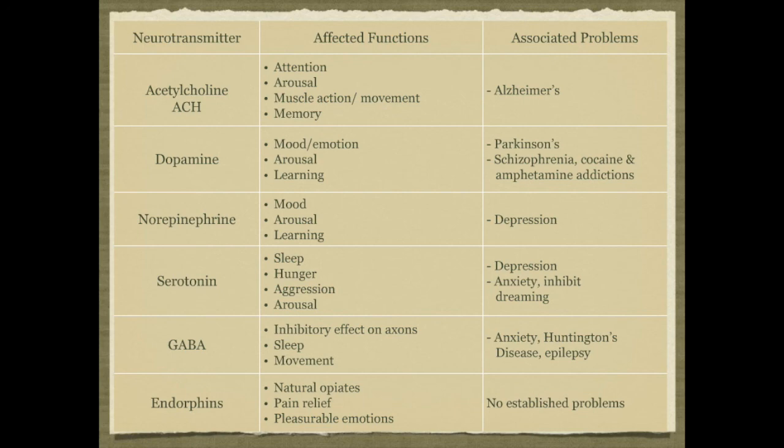Well, I can't guarantee. I can never guarantee anything with the AP test, but chances are, if they're going to ask about specific neurotransmitters, it's going to be these specific neurotransmitters. So I have a pretty good confidence level that if you know these 6, acetylcholine, dopamine, norepinephrine, serotonin, GABA, and endorphins, if you know what those are, you know the affected functions, and you know some of the associated problems with them, then I think you'll be able to ace any question that has to do with specific neurotransmitters on the test.